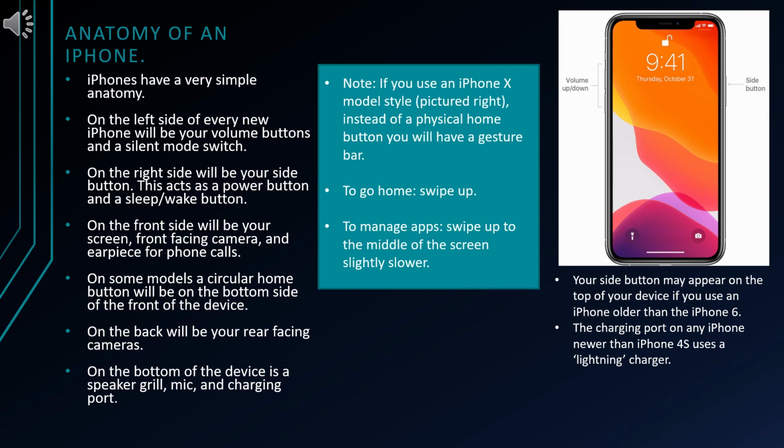Note, if you use an iPhone X model style, picture to the right, instead of a physical home button, you'll have a gesture bar. To go home, swipe up. To manage apps, swipe up to the middle of the screen, slightly lower. Your side button may appear on the top of your device if you use an iPhone older than iPhone 6. The charging port on any iPhone newer than iPhone 4S uses a lightning charger.